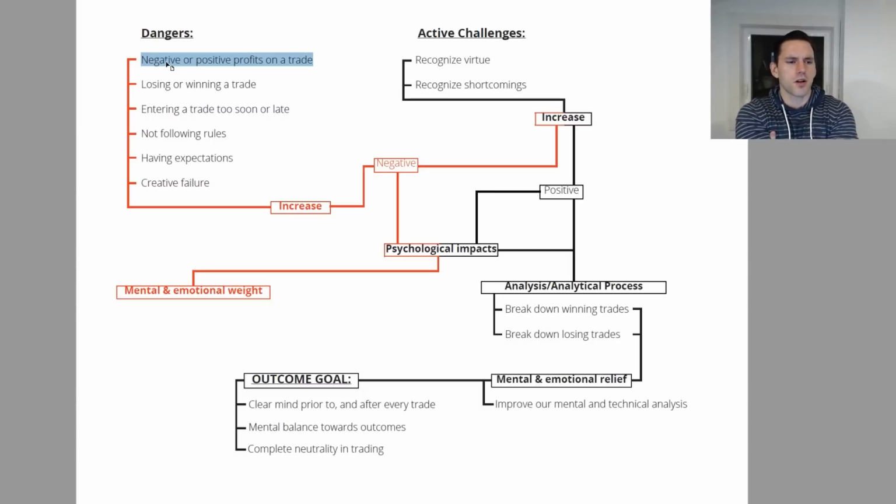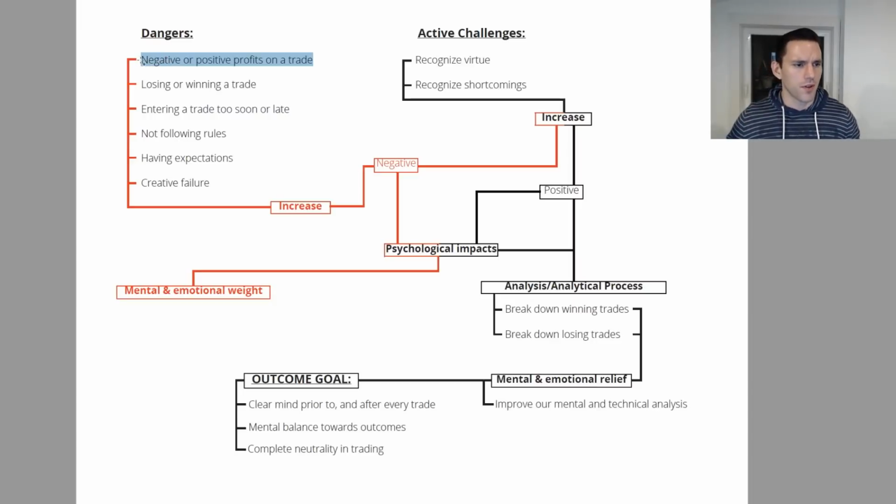Negative or positive profits on a trade. Both of these create mental and emotional weight. It's important to know that a negative trade is one where you've entered a trade and have negative feelings in any way. You lost a trade, an expectation you had didn't get hit, you had to walk away and missed the target so you took a smaller amount of money, or you lost your whole account, whatever the situation is. A negative trade has a certain amount of mental and emotional weight.